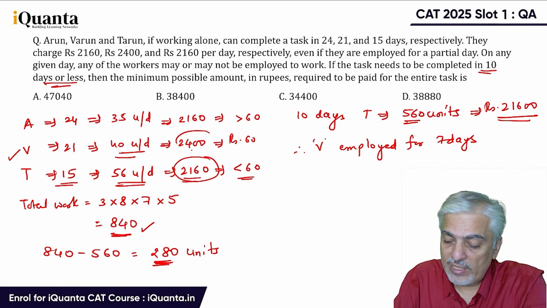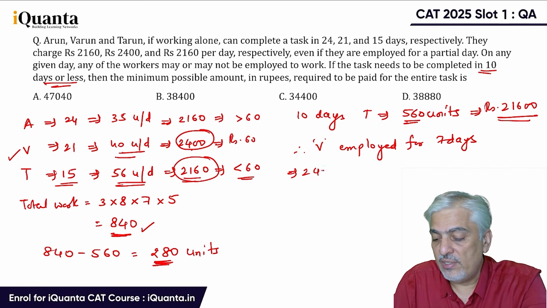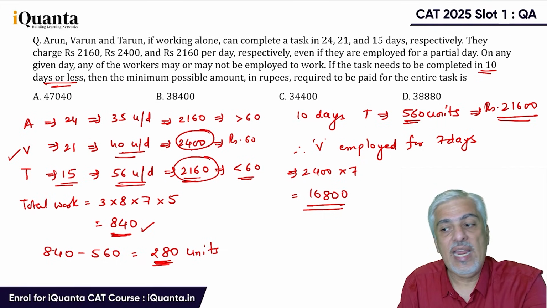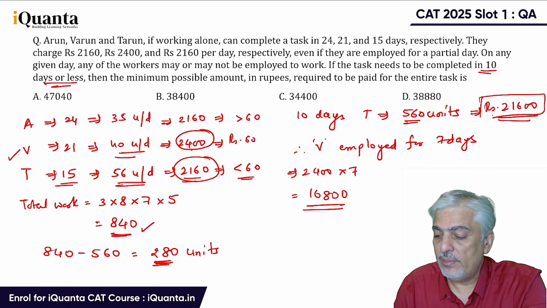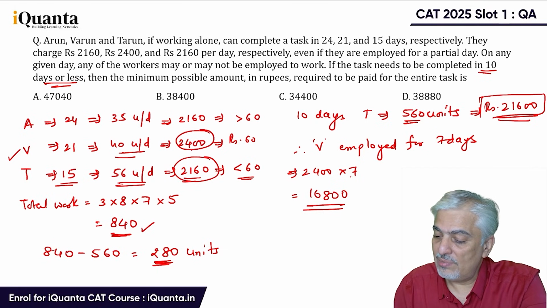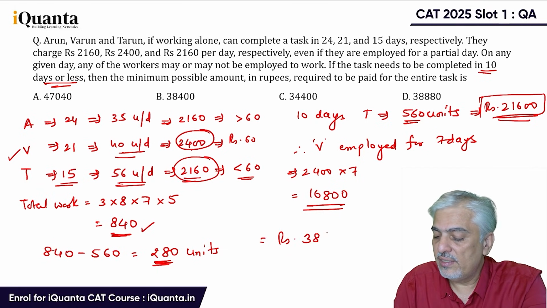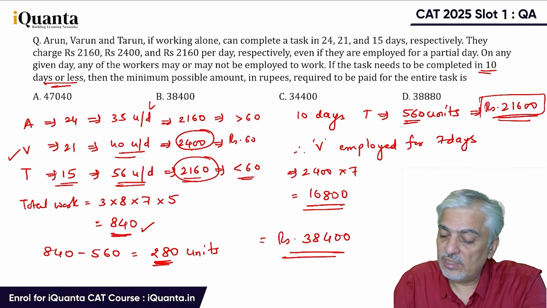His payment for one day was 2400. So his payment will become 2400 into 7, which will be 16,800. That will be cheaper than definitely employing A. So that is it. And now we will just add these two up to get the answer. So that becomes 38,400 rupees, which is the second option.